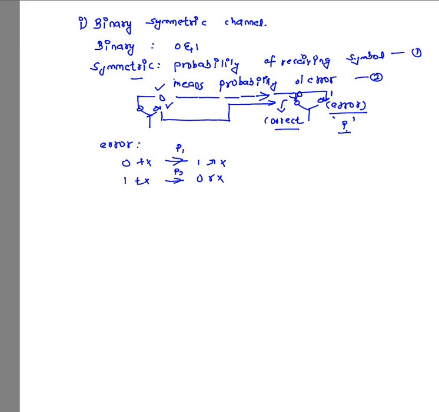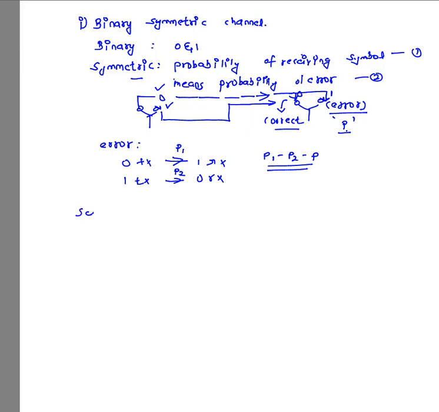Let us assume that P1 and P2 are the probabilities of errors when 1 is received and when 0 is received respectively. That means when 0 is transmitted and 1 is received, let it be P1, where P1 is the probability of error when 1 is received, and let P2 be the probability of error when 0 is received. If P1 is equal to P2 is equal to P, both the probabilities are the same, then such a channel is called symmetric. So we have seen what a binary channel is, and what a symmetric channel is. Now let's go into the analysis of the binary symmetric channel.